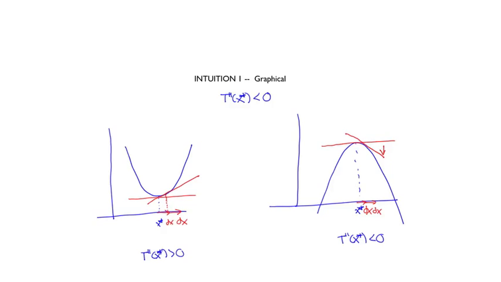It should be easy to see, and you should convince yourself, that it doesn't matter for these arguments whether the movement is to the right or to the left. In both cases, they go through in an analogous way. This demonstrates the intuition for why the second order condition, T double prime of x star less than 0, provides sufficient conditions for the point to be a local maximum.